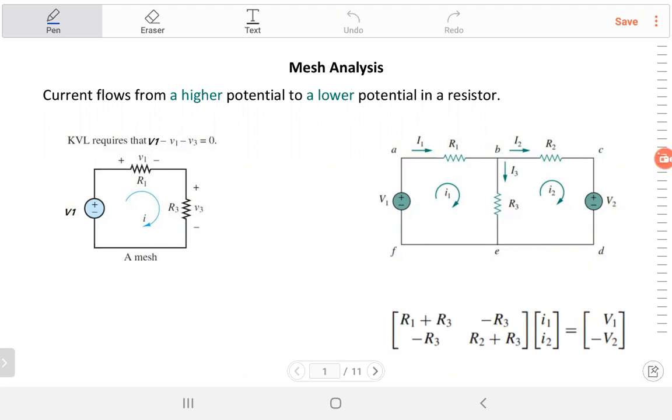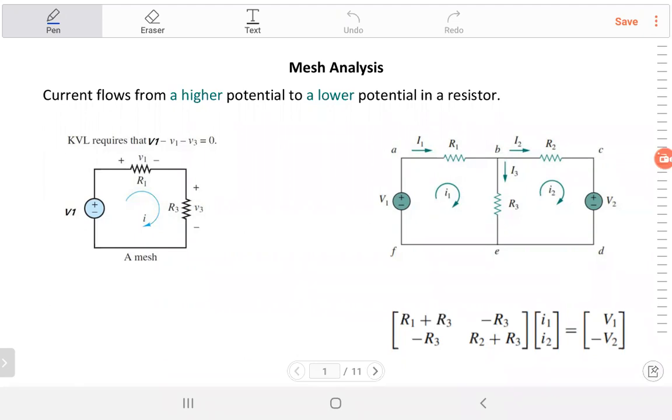Today we have another method to solve DC circuits. It's called mesh analysis. It's obvious from the name that we use mesh currents instead of node voltages. It's used to find the current in each mesh. Like the circuit in front of you, to the right, you have I1 and I2. They are called mesh currents. It implements Kirchhoff's voltage law.